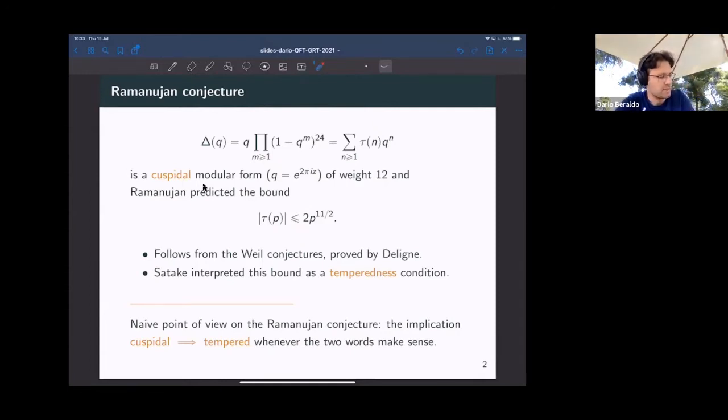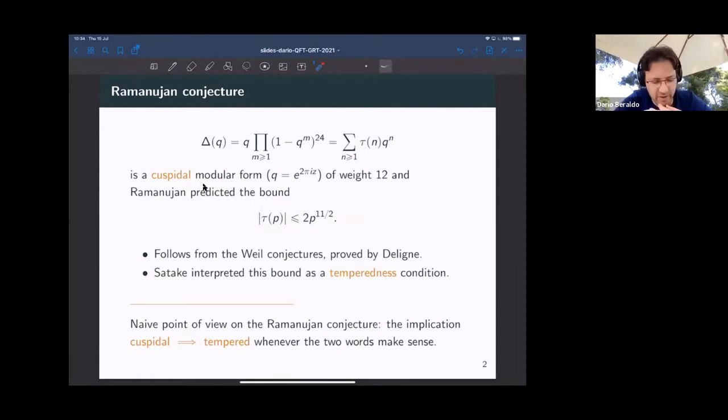More precisely, if you start with delta, which is a cuspidal modular form, from that you can construct a cuspidal automorphic representation. This cuspidal automorphic representation decomposes into local factors. It's a product of local factors, and this bound precisely says that each of these local factors is tempered. So that's a reinterpretation, and I want to keep it.